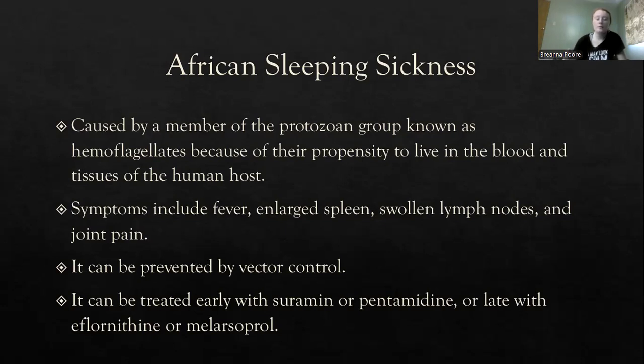And it can be treated either early, like when it's first found, or if it's found late. And if it is treated early, it's treated with suramin or pentamidine. And if it's treated late, it is treated with eflornithine or melarsoprol.